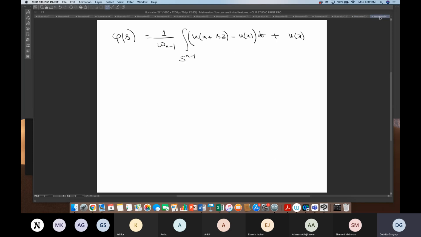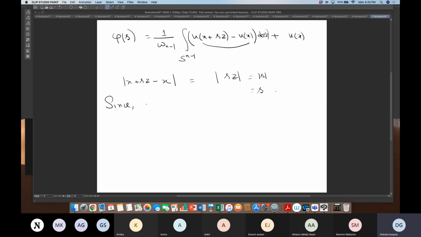Okay. Now what can I do? Now you just see the points. x plus sz minus x. This is nothing but sz. And mod z is 1. That is mod s into mod z, which is s because I am taking s positive. That is s. Okay. Now you tell me I can choose s to be very small, right?